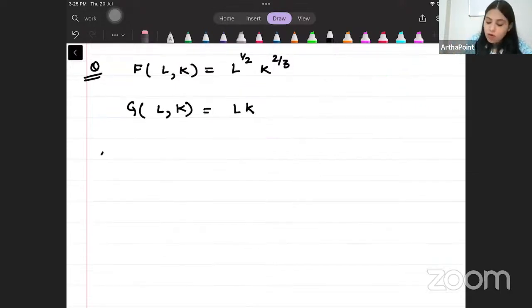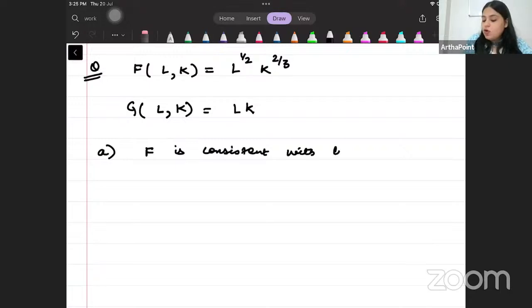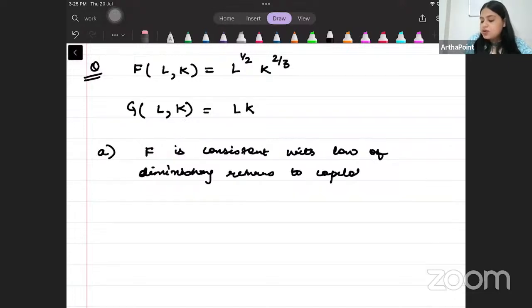And four options were given to you: F is consistent with the law of diminishing returns to capital, but G is not. The second option said that G is consistent, but F is not.